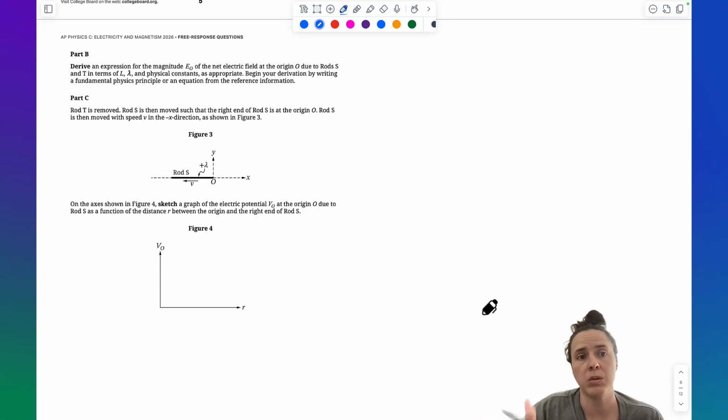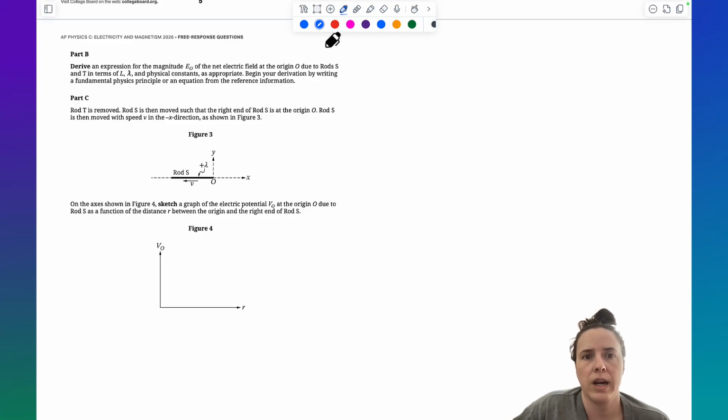All right, part B, we want to derive an expression for the magnitude E naught of the net electric field at the origin due to rods S and T in terms of L, lambda, and physical constants as appropriate. Begin your derivation by writing a fundamental physics principle.